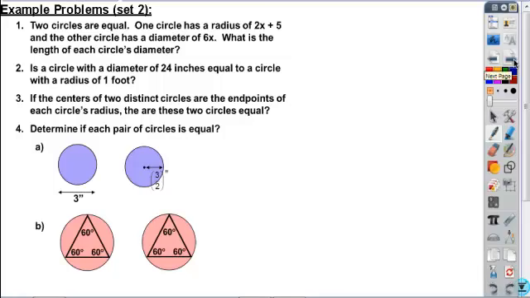All right, so let's talk through these. So two circles are equal. What that means, we also call them congruent. This means that the ratio of their parts is 1 to 1. They're exactly the same ratios.